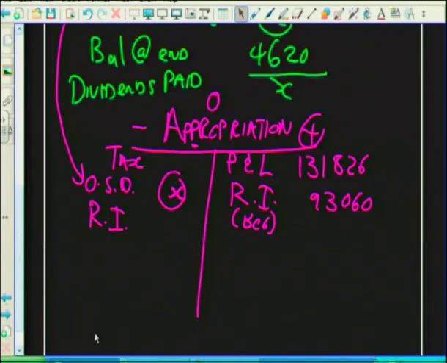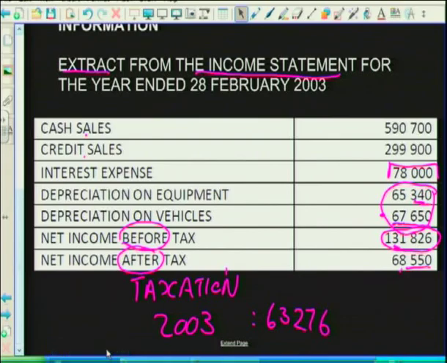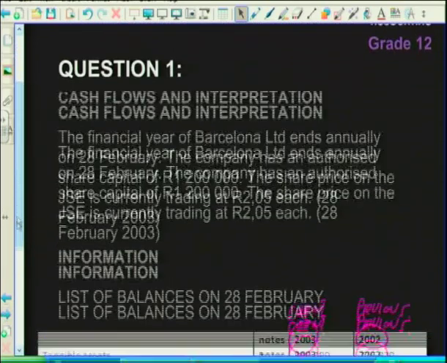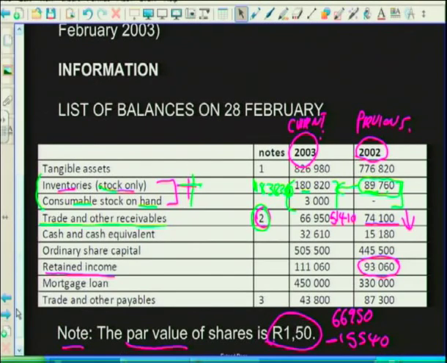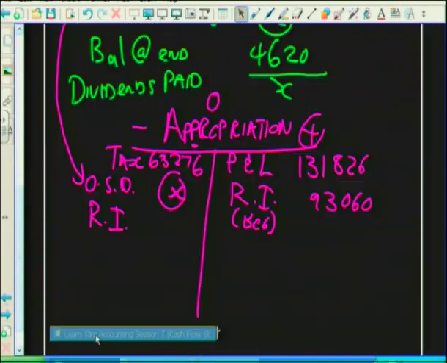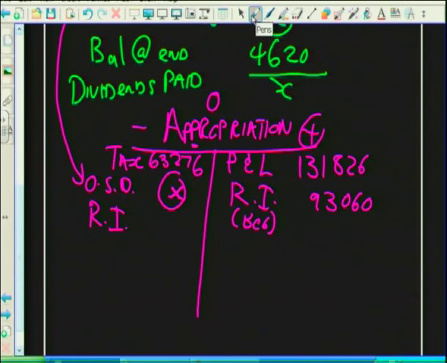Your income tax, an amount of 63,276. Okay, then retained income at the end of the year, back to the information. There's my retained income at the end of the current year, that amount, 111,060. So let's take that through. Retained income at the end of the year is 111,060. Okay, right, now we can solve for this x.